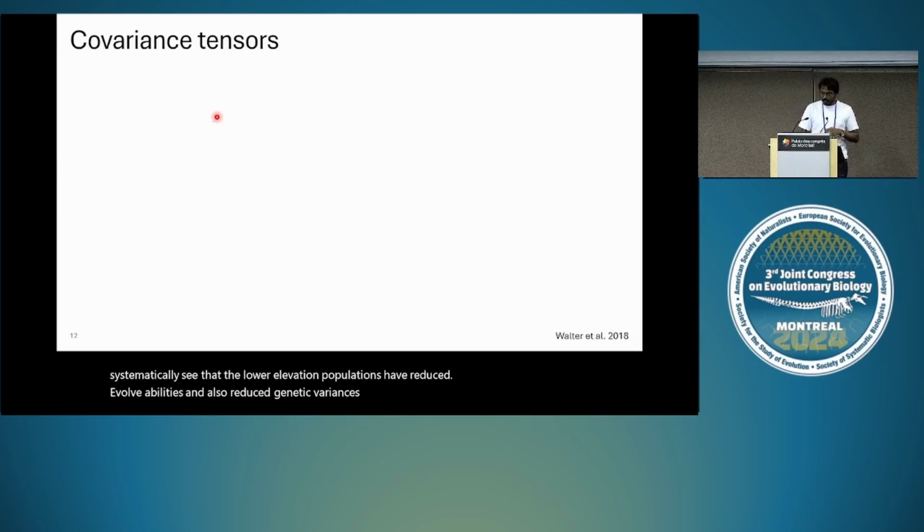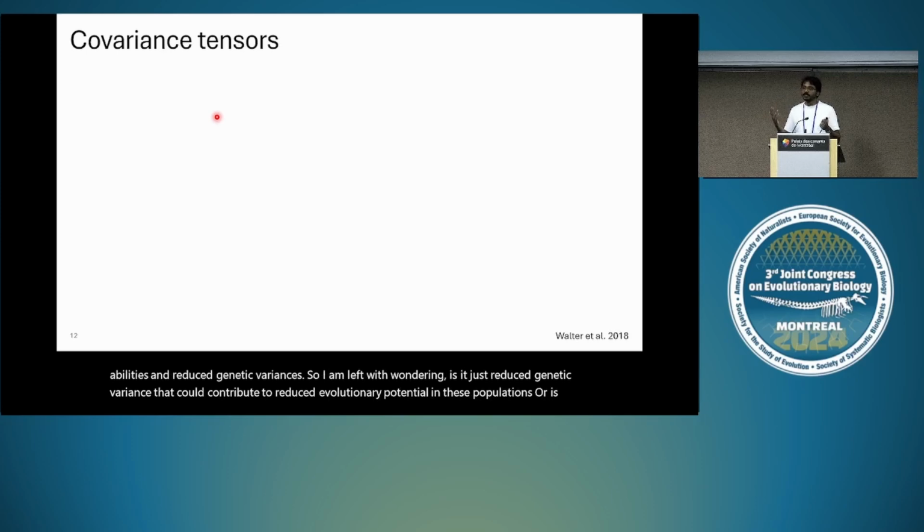So now I've shown you that there are similar levels of constraint in terms of the dimensionalities, and that some species have lower elevation populations with reduced evolvabilities and reduced genetic variances. So I'm left with wondering, is it just reduced genetic variance that could contribute to reduced evolutionary potential in these populations, or is there some fundamental difference in the covariance structures in these populations?